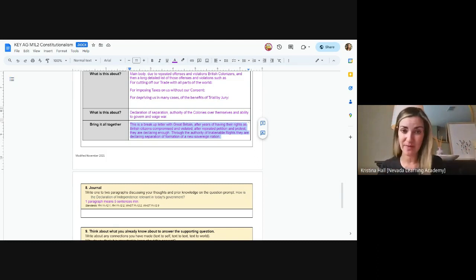All right. So this is a breakup letter after years of having their rights as British citizens compromised and violated after repeated petition. So they tried to change this. They tried just like I did. I didn't want to break up. I tried to say, hey, let's fix this. I'll give you an opportunity. And they just don't. Sometimes people just don't listen. I tried for 6 months. I tried, fix this. It was always me. I was like, okay, then you got to go your separate ways.